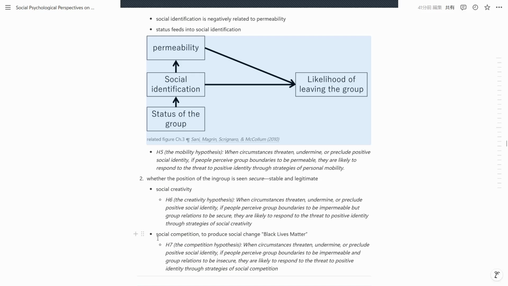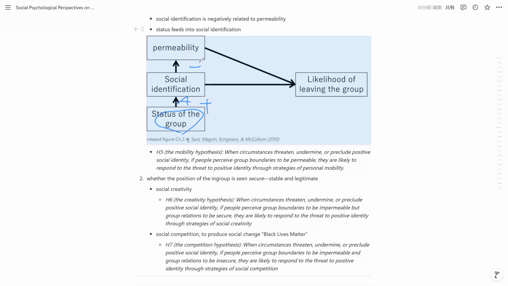Okay. Yeah, here. So you remember that when they belong to a high status group, then their social identification becomes stronger. So there's a positive association between status of the group and social identification. And we talked that the stronger identification is related to less permeability. So when they have strong social identification, they tend to perceive that it's more difficult to leave the group.